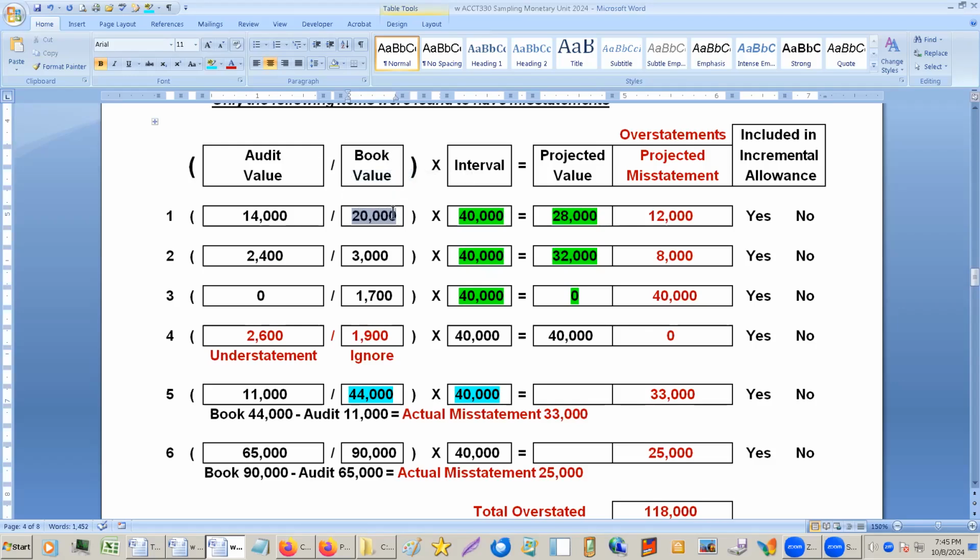Now notice for this first one, the book value is 20,000. The interval is 40,000. So there's still some other things in this interval that could go wrong. We have evidence that an error can occur in that interval, and there's still more room in that interval for other items that could be wrong. So there's an incremental allowance, and we will include this in that incremental allowance, because more things could go wrong in there. We'll see how this works out next time.